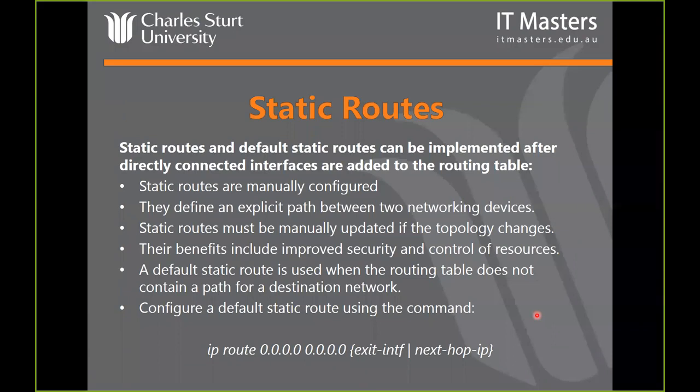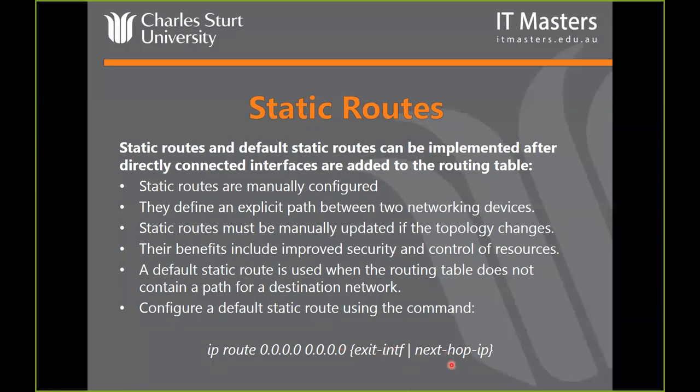So default static route, as I said before, is used when the routing table has no other idea about where the destination network lies. And you use that particular command there, as I was talking about before, to configure a static route. So IP route, all zeros. The first lot of zeros indicates that it's just any network. The second set of zeros is basically the wildcard mask, which is saying, I don't care where the packet's going. I'm going to send it out either this interface or the next hop IP address.